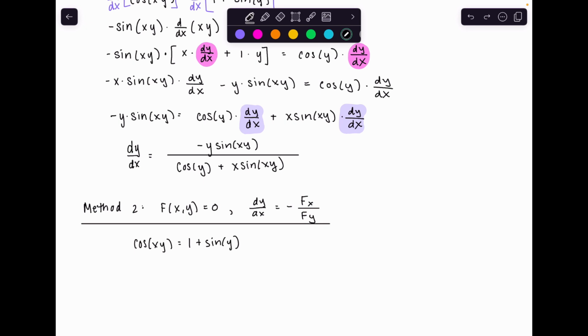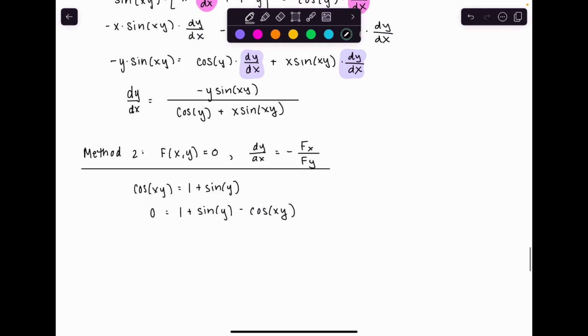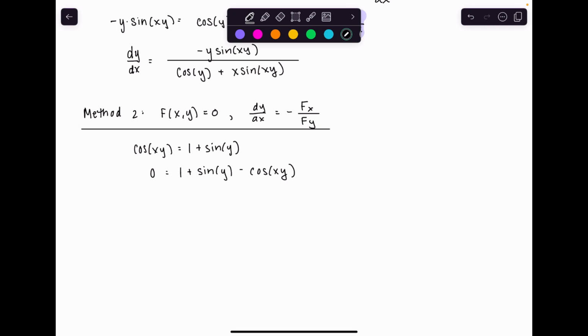I've got one way in my notes, so I'll do the opposite side here. I'll move the cosine over. So this gives me 1 plus sine of y minus cosine of xy. What that means is my function of x and y is 1 plus sine of y minus cosine of xy. All I'm going to do is take the partial of this with respect to x and the partial with respect to y.